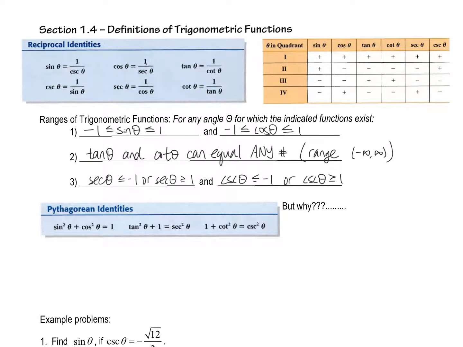All right, guys, here we are with our last video for the chapter. We have flown through the first chapter. We are on section 1.4, definitions of trig functions.